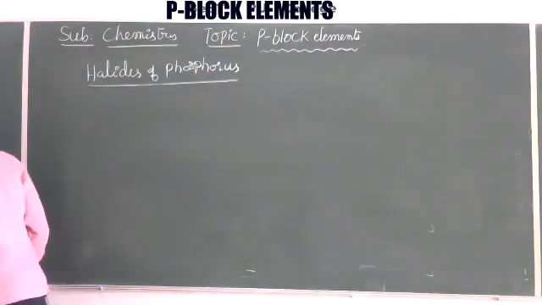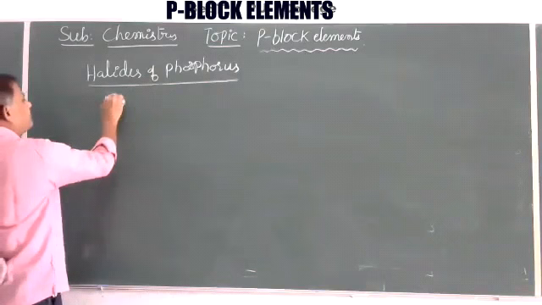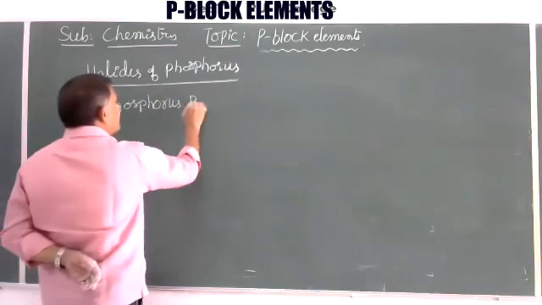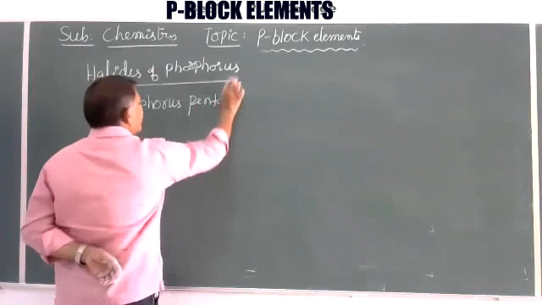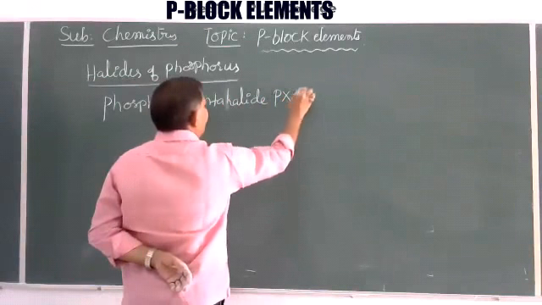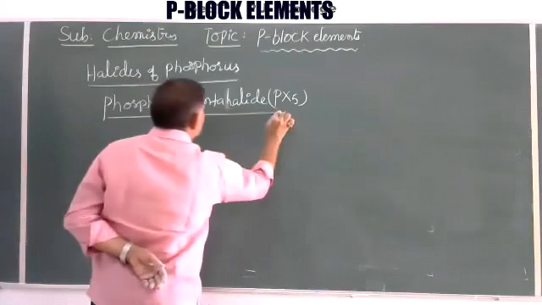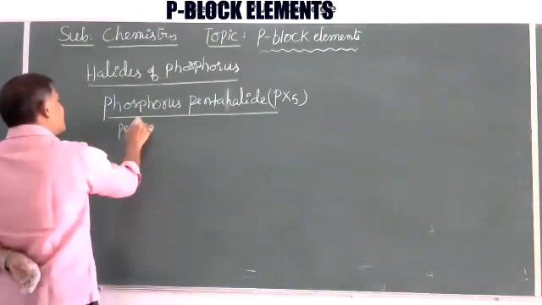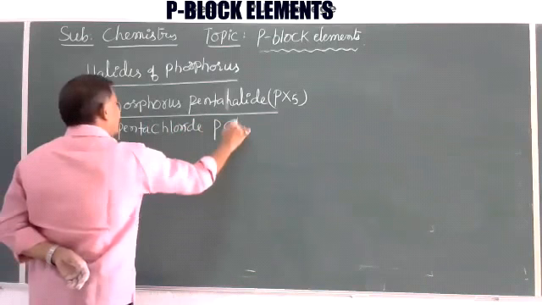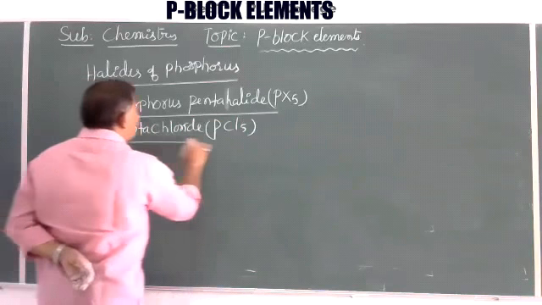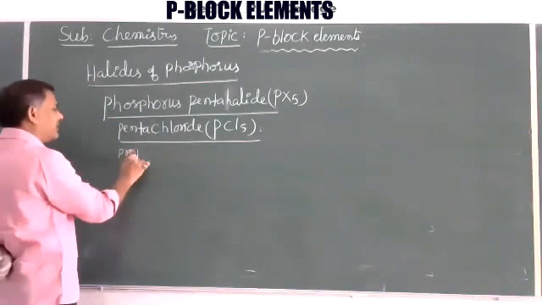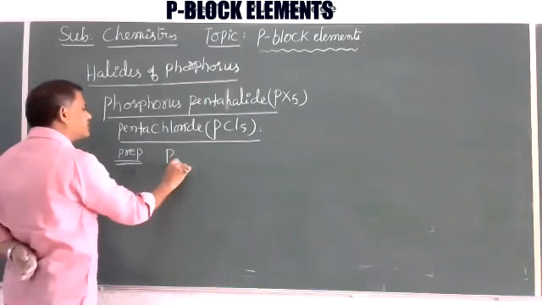So here, next one is phosphorus pentahalide. That is PX5. In that, pentachloride, phosphorus pentachloride, PCl5. Just like PCl3, here also the first preparation method is with the white phosphorus.